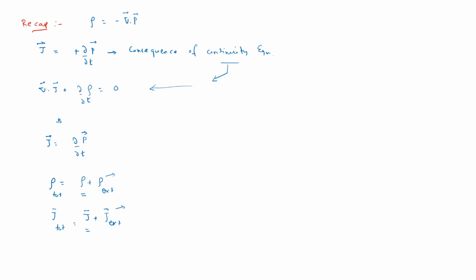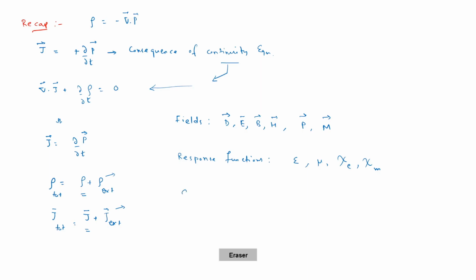So all these constitutive relationships: we have the fields. What are the fields? Fields are D, E, B and H. What are the response functions we saw? Response functions can be epsilon, mu, chi e, chi m. These response functions relate these fields. And what we had seen are the sources of the field. What are the sources? J external and rho external.